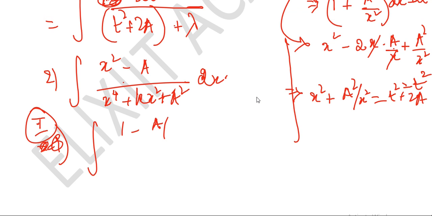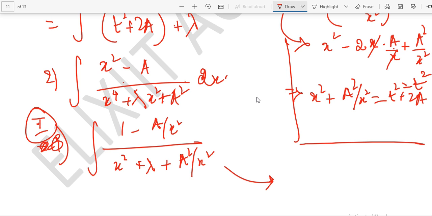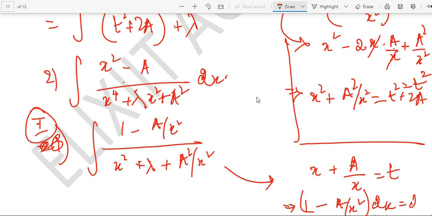So this will be 1 minus a by x square divided by x square by x square, which is just lambda again, plus a square by x square. Now here you have to take the substitution as x plus a by x as t. So 1 minus a by x square dx is dt.